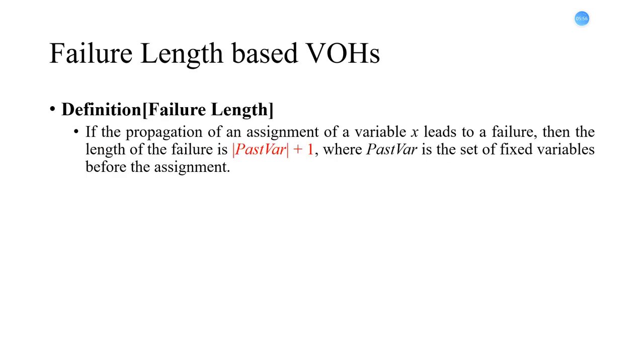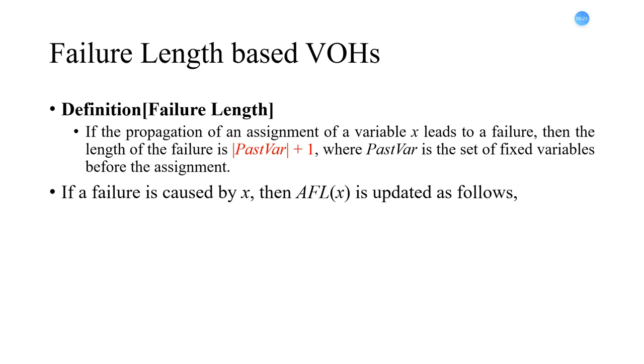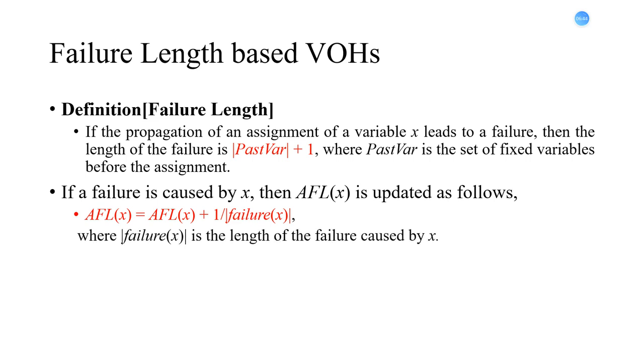The failure length is defined as follows: if the propagation of an assignment of a variable X leads to a failure, then the length of the failure is the number of past variables plus 1, where the past variables are the variables fixed before the assignment. The failure length based variable ordering heuristic associates an accumulated failure length with each variable X, denoted by AFL(X). If a failure is caused by X, then the AFL(X) is updated as follows. This is the formula.